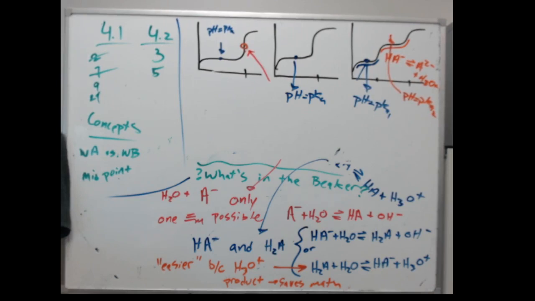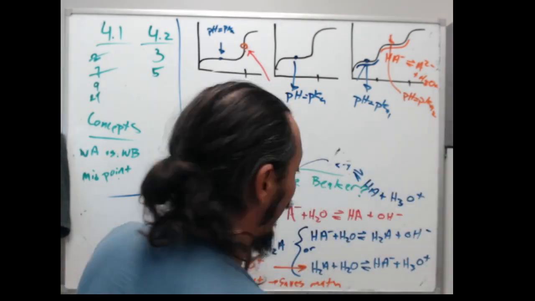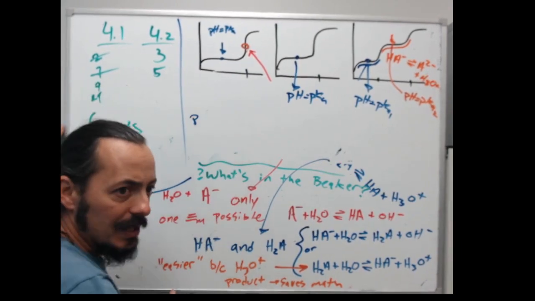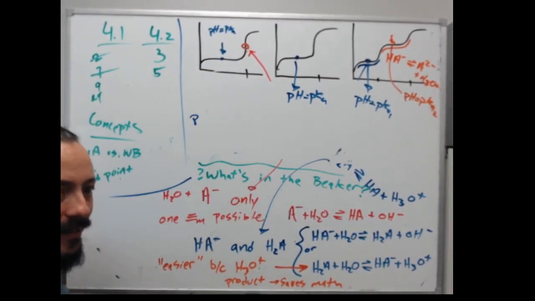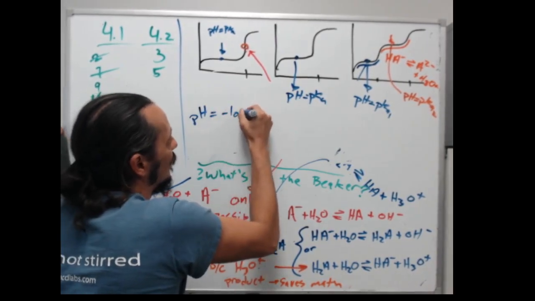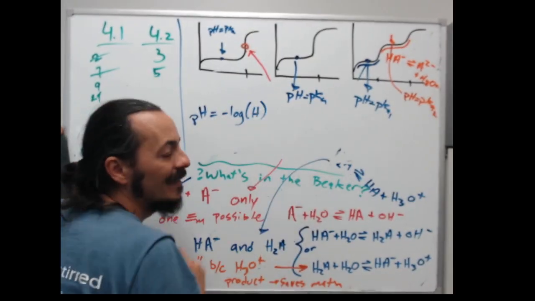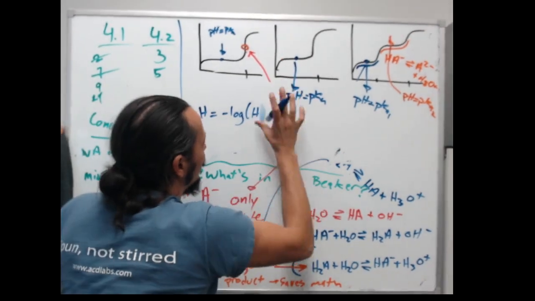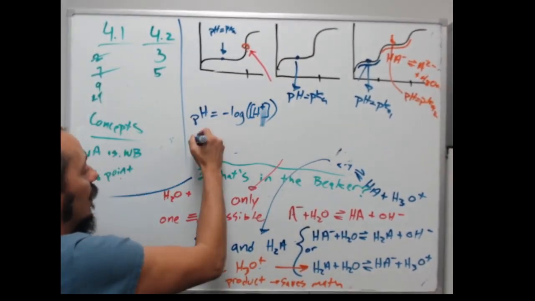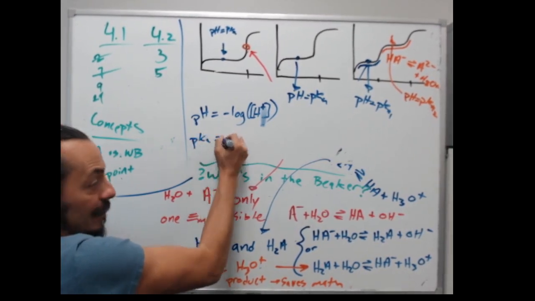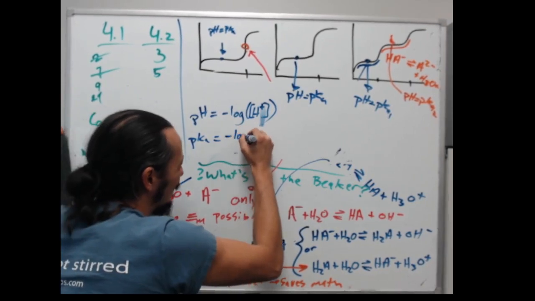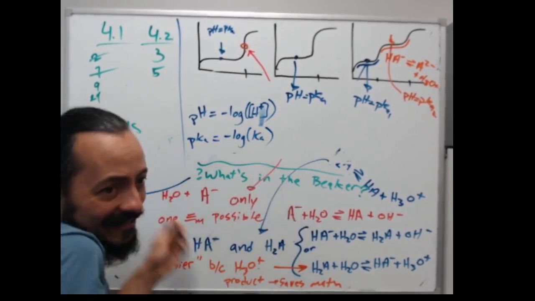Ah, okay. So this is a really important thing, and I think that's what's messing you up. Do you know what the P function does? It's like the log, and technically, for pH, it's the negative log of the H plus concentration. So pKa is the negative log of the Ka. That's it.